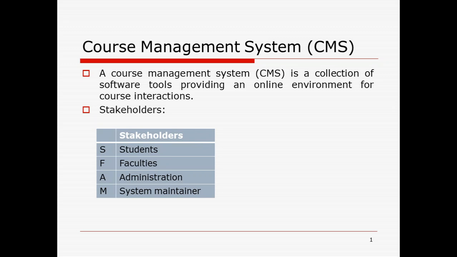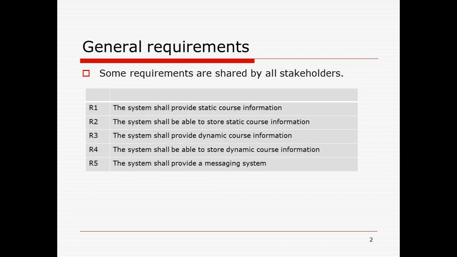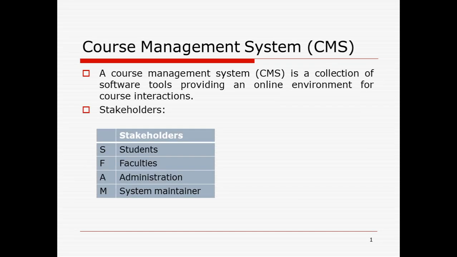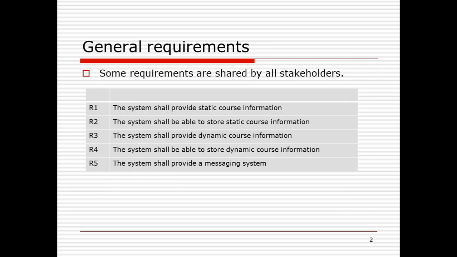So let us see the first requirements here. Some requirements are common to all the stakeholders. So first we need to identify those functional requirements which are common to all the stakeholders. Now these functional requirements are: the system shall provide static course information. Also, the system shall provide dynamic course information.